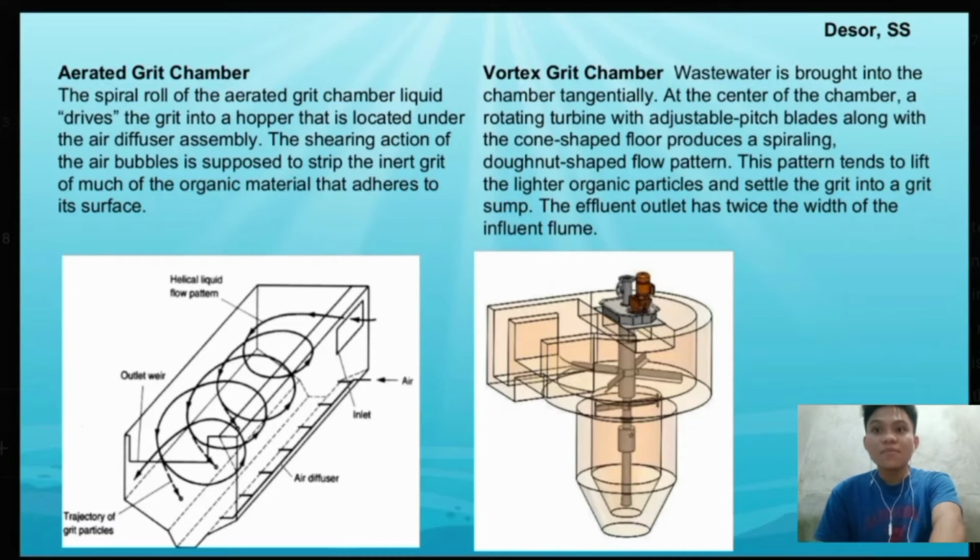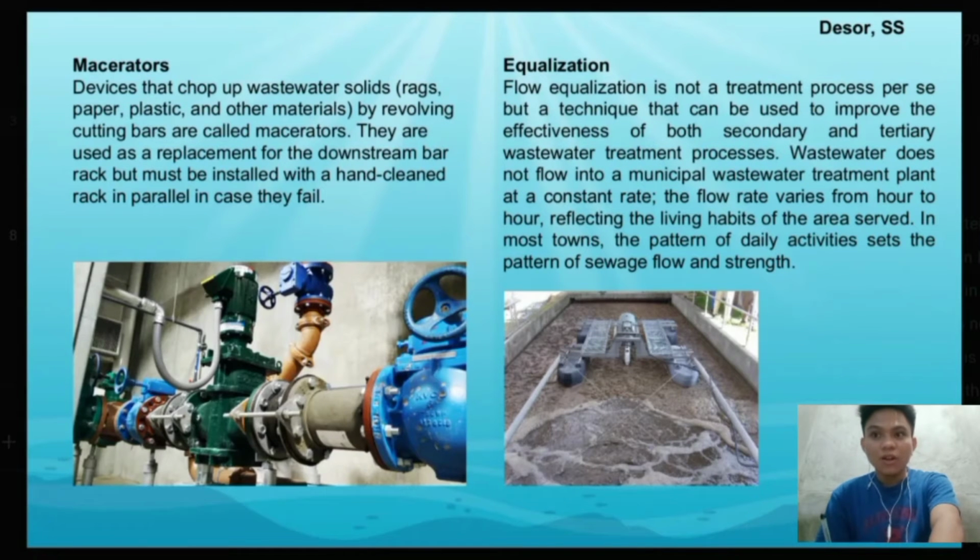The second kind of chamber is the vortex grit chamber. Here, the wastewater is brought into this chamber tangentially, and at the center there is a rotating turbine with adjustable pitch blades along with a cone-shaped floor that produces a spiraling, donut-shaped flow pattern. And the third type of chamber is the velocity controlled, known as a horizontal flow grit chamber.